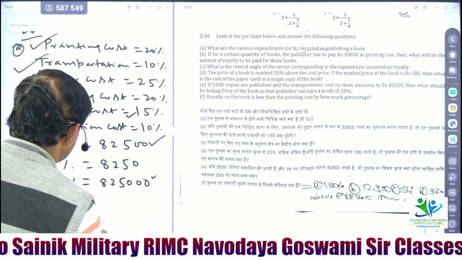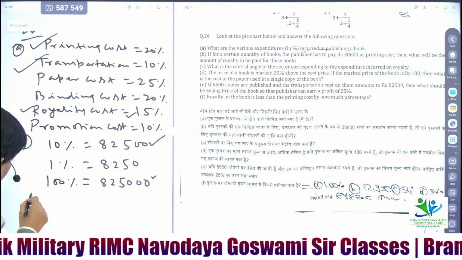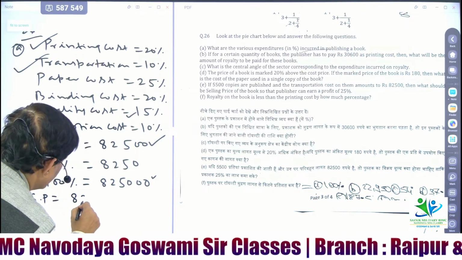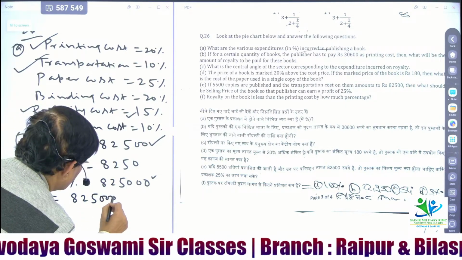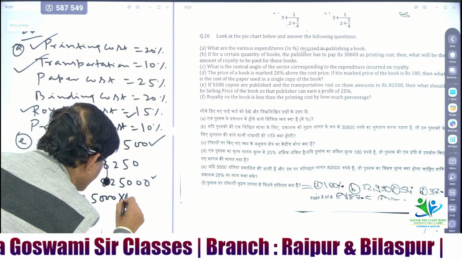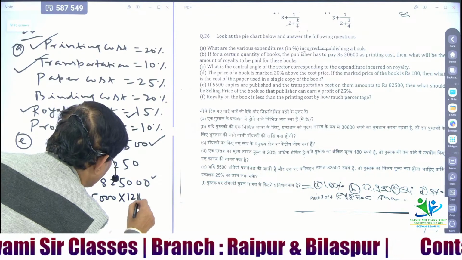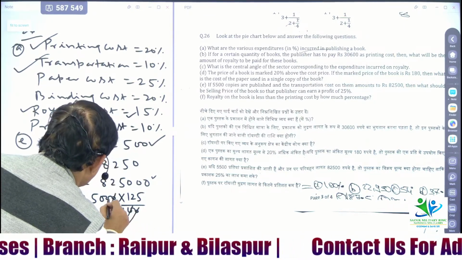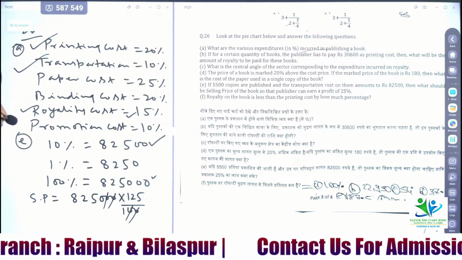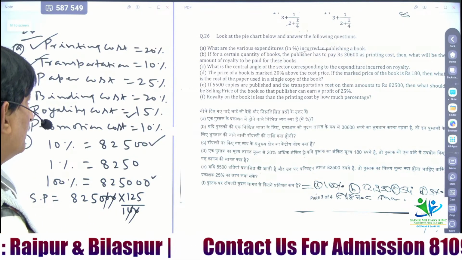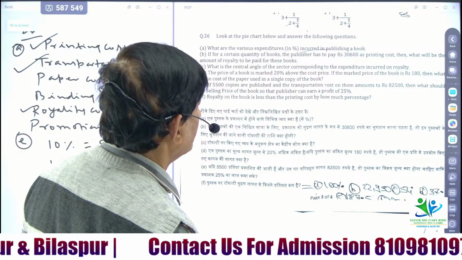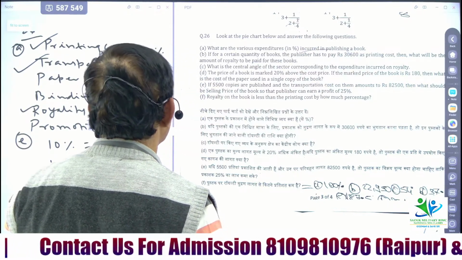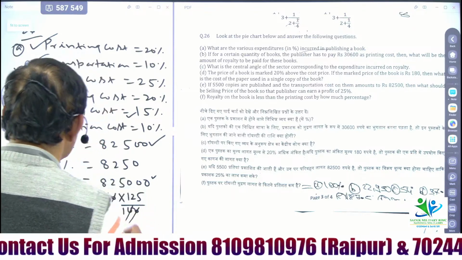That means the cost of the book is this one. Now selling price. What should be the selling price? Selling price of this one is 82500 into 25% more, 125 divided by 100. And this one is the selling price of 5,500 books. And here is the question, what should be the selling price of the book? So selling price of the book of 5,500 copies is this one.